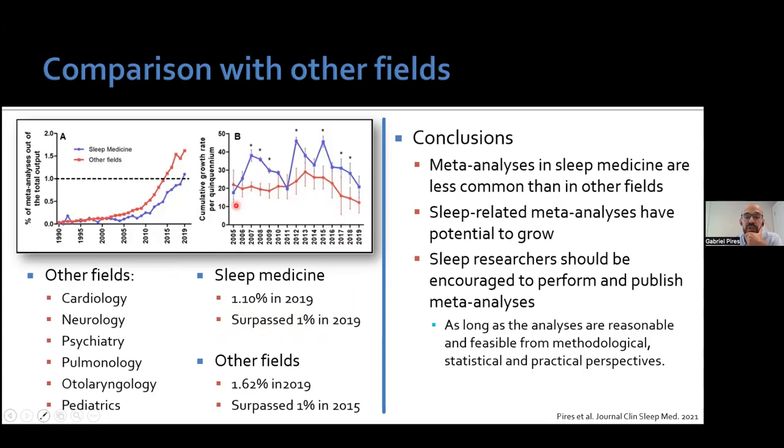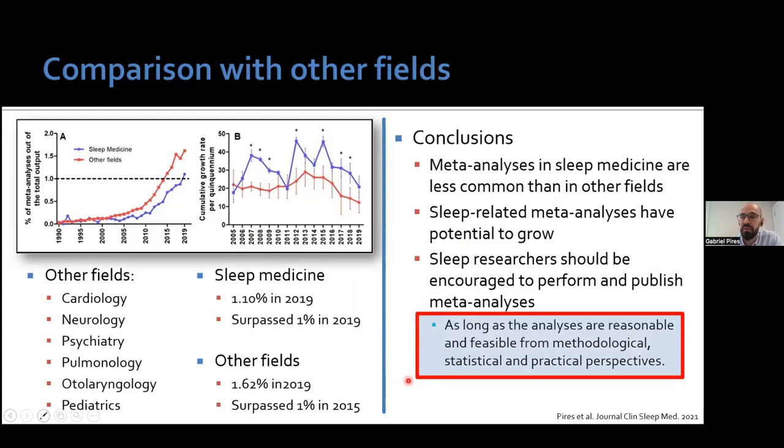So what were the conclusions of this study here? First, that meta-analyses in sleep medicine are less common than in other fields, and so there is potential to grow. And that sleep researchers, and this should be read carefully, because I don't fully trust in that anymore, should be encouraged to perform and publish meta-analysis, but as long as the analyses are reasonable and feasible from methodological, statistical, and practical standpoints. But I was truly encouraging people to perform their systematic reviews, and that was it.